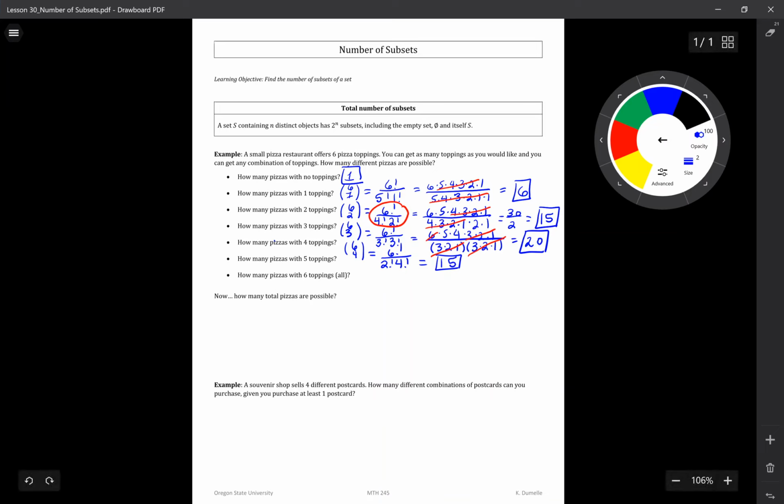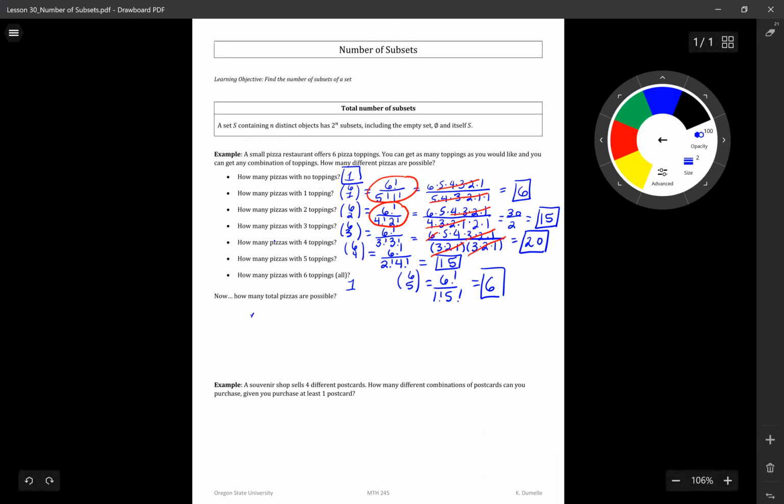It's the same with 5 toppings. So I'm running out of room here. But if I wanted to say 6 choose 5, this is 6 factorial over 1 factorial 5 factorial, which is the same as choosing 1 topping. So this is 6. Because choosing 1 topping to go on our pizza is the same as choosing 1 topping to not go on our pizza, which is choosing 5 toppings. And finally, how many pizzas with 6 toppings? Well, just 1. So now I have all the different numbers, every single combination, 0, 1, 2, 3, 4, 5, or 6 toppings. So how many total pizzas are possible?